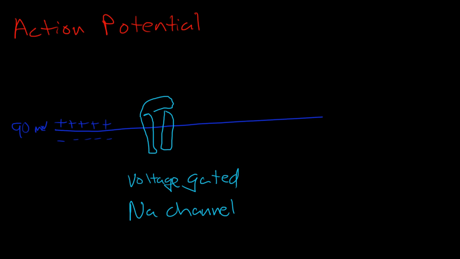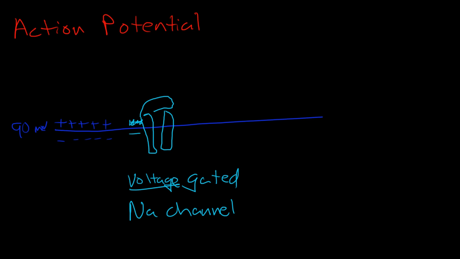Now, this gate can be triggered by two different things. There are two different types of gated sodium channels. There is the voltage-gated sodium channel, and there is a ligand-gated sodium channel. I'm going to talk first about the voltage-gated sodium channel. So what happens with the voltage-gated sodium channel is it opens up if it senses a change in the membrane potential.